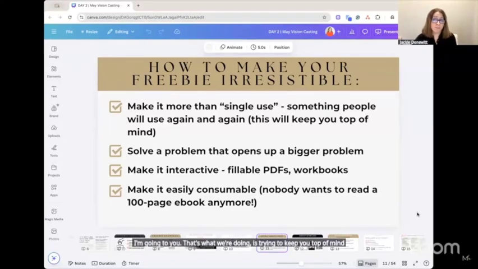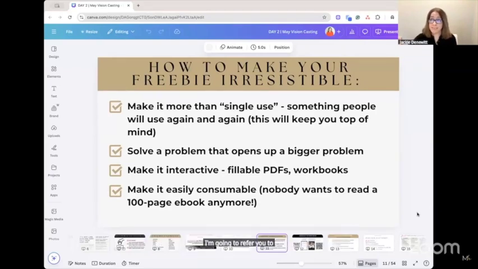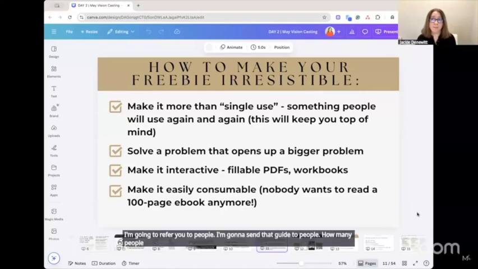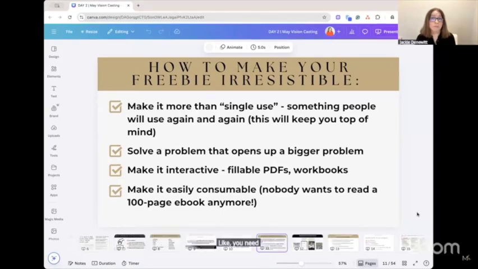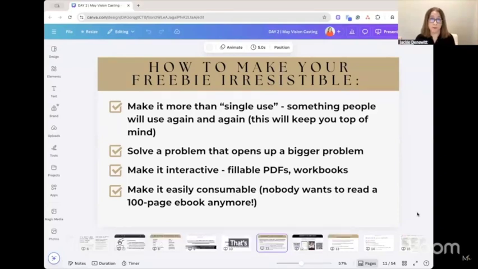And also, the other thing that we're not even talking about is if I'm using that guide, I'm going to refer you to people. I'm going to send that guide to people. I can't tell you how many people have shared Melissa's checklist. Like, you need help on LinkedIn? Well, you should start with this thing, right? Because I've been using this every day and this is amazing. That's what we're looking for, is something like that.